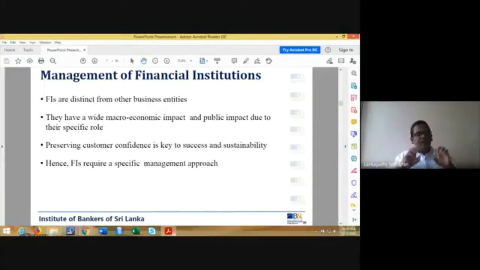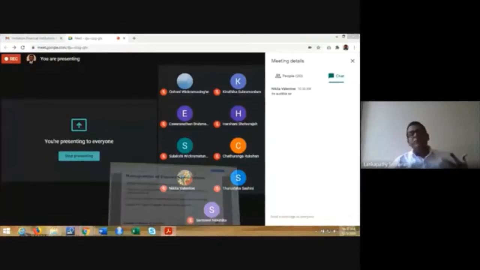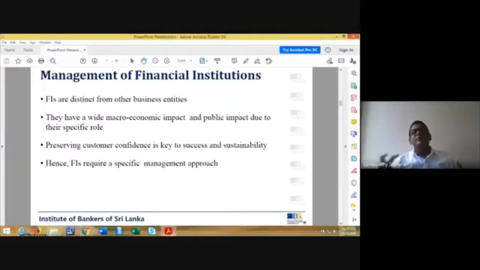So, what is the main difference or distinction from other businesses? What is the main difference between the financial institutions and other normal business entities like a production company or a tourism related company or some other apparel industry company? Compared to those companies, what is the main difference of the financial institution? Actually, I am expecting this answer from you all. What is the main difference between the financial institutions and other business entities like a production company or apparel company or any other company?